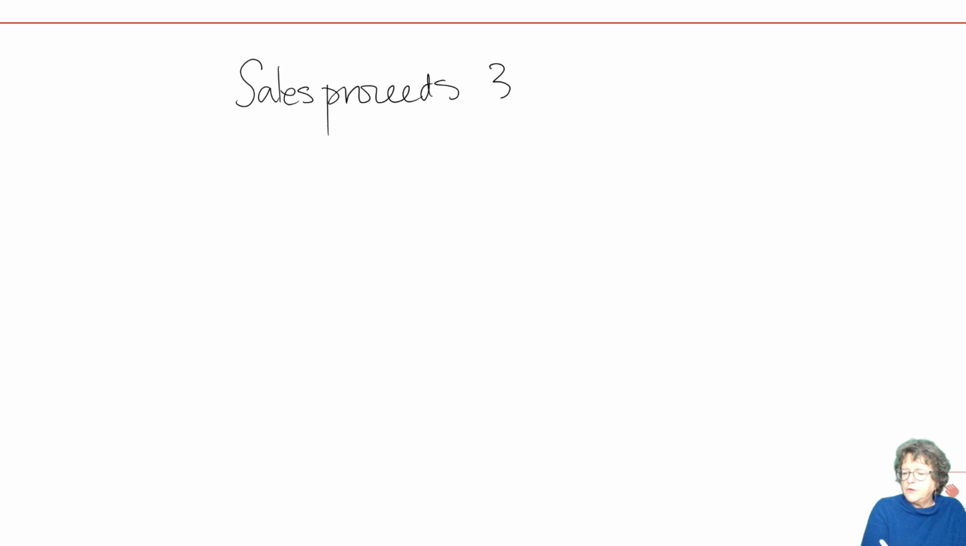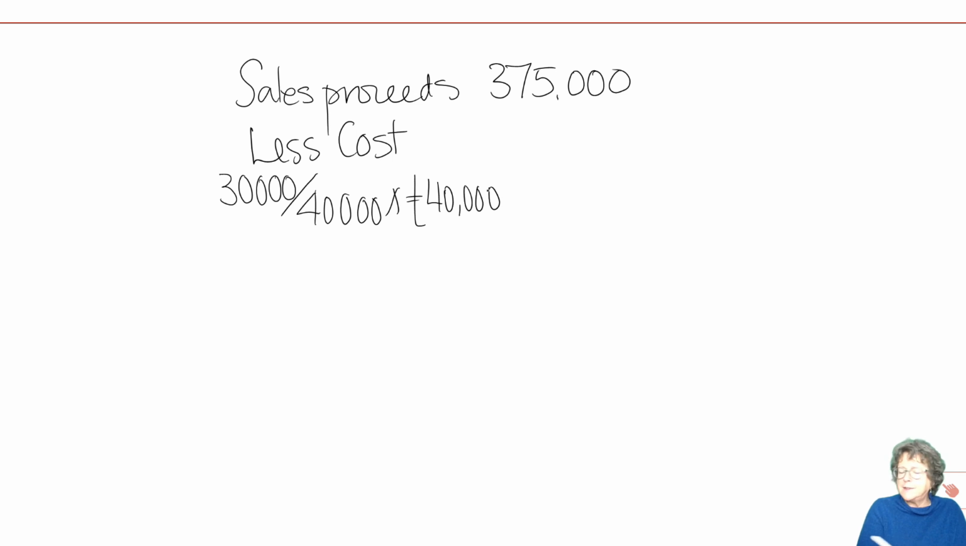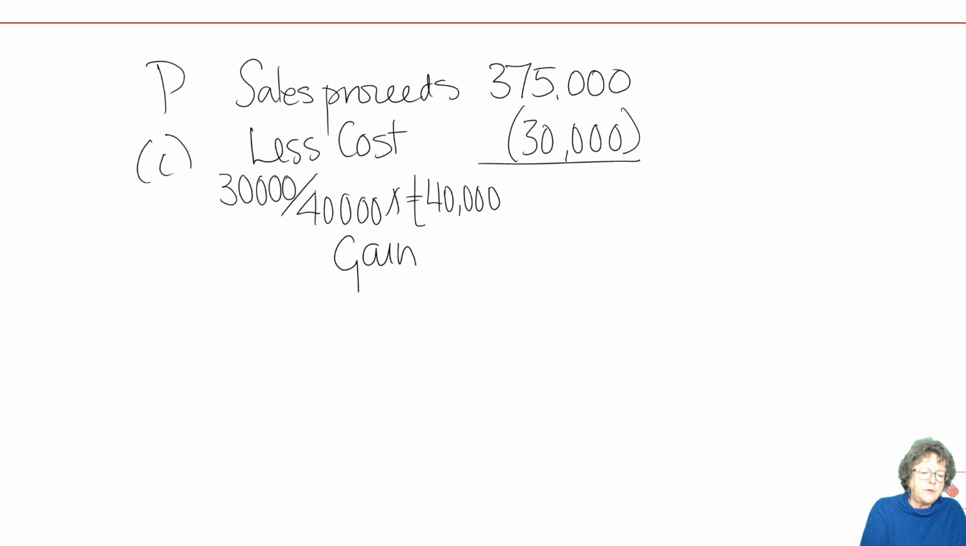of 375,000 per the question, less cost. Now this is where you have to read the question carefully. She sold 30,000 shares out of a holding of 40,000 shares, and the cost was £40,000, which means that we have an allowable cost against the sale of these shares of £30,000, giving us a gain, proceeds less cost equals gain. In all situations, make sure you do that. The gain is therefore 345,000.